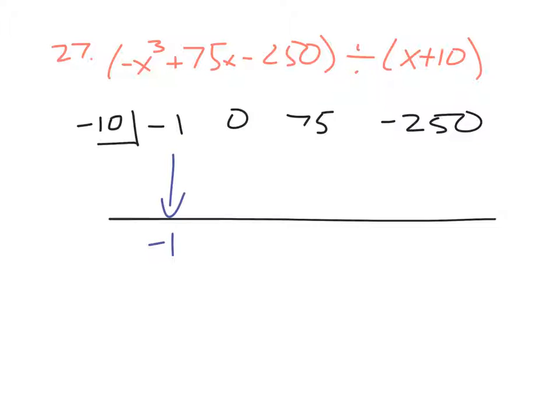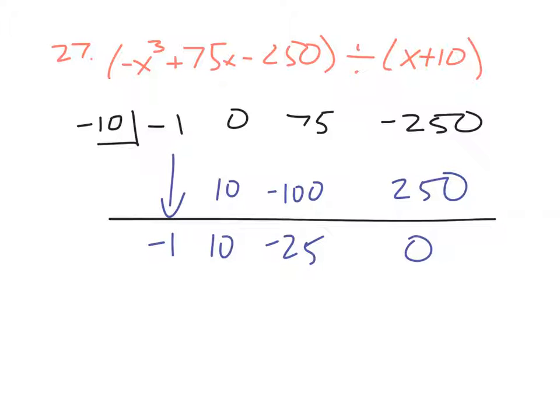Multiply negative 10 times negative 1 is 10. Now you're always adding here, so then 10 again. And now it's just repeated over and over. So negative 10 times 10, negative 100. 75 plus negative 100, negative 25. And negative 10 times negative 25. And then we add those and get 0.